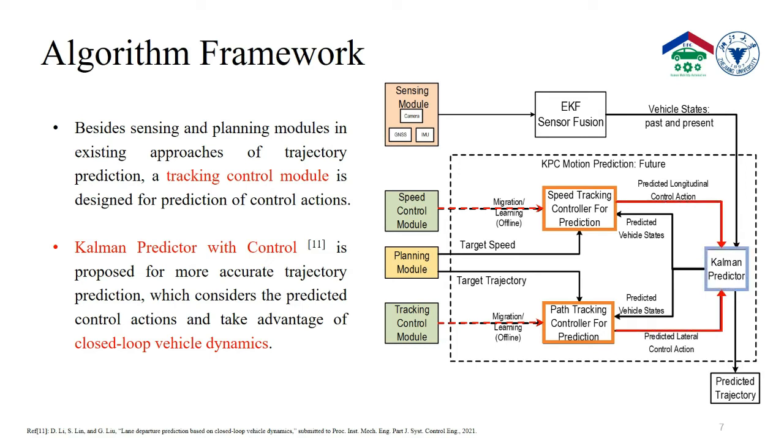And the predicted control action will be input to the Kalman predictor with control, which we abbreviate as KPC. It can give a better estimation of vehicle states and predicted trajectory, considering the predicted control actions. And therefore, it forms a closed-loop vehicle dynamic model.